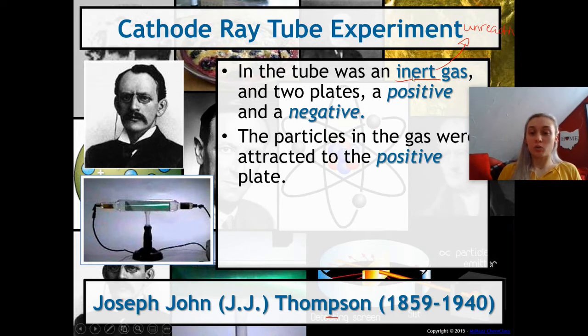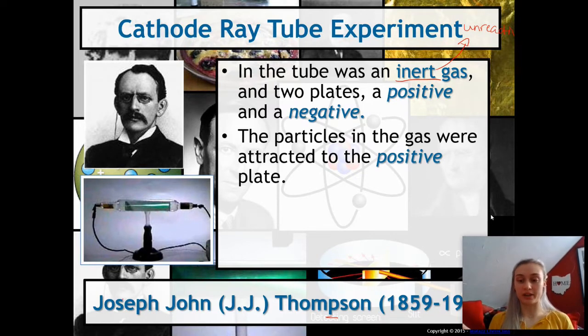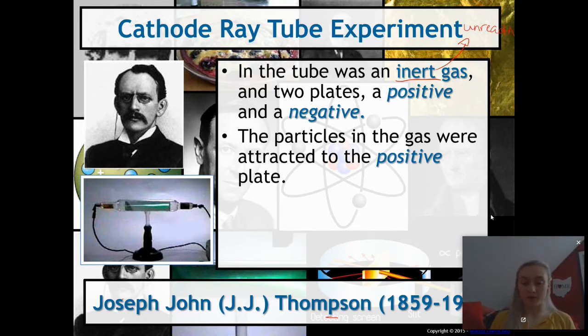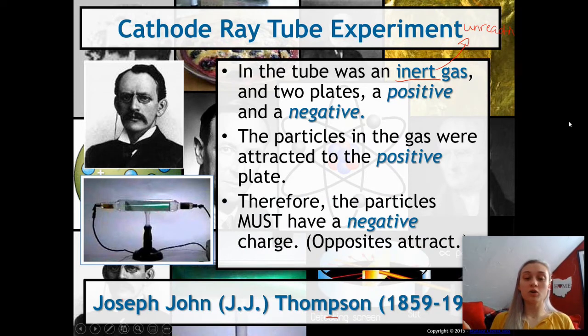And so what he found, and I'm going to move my head, is that the particles in the gas were attracted to the positive plate. And what do we know about attraction between positive and negative? We know that opposites attract, right? So we know the particles must have been negative because opposites attract. So the negative particles were attracted to the positive plate. And so that's what he found.